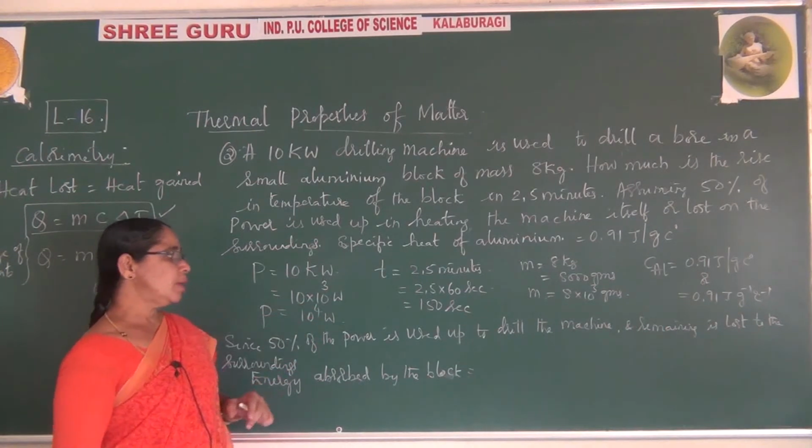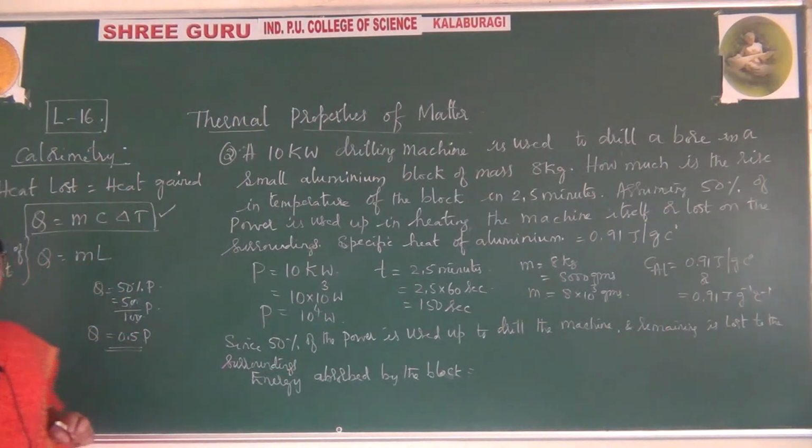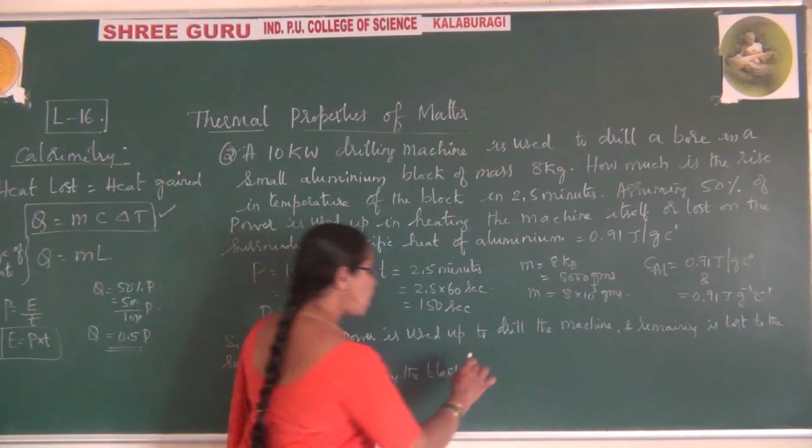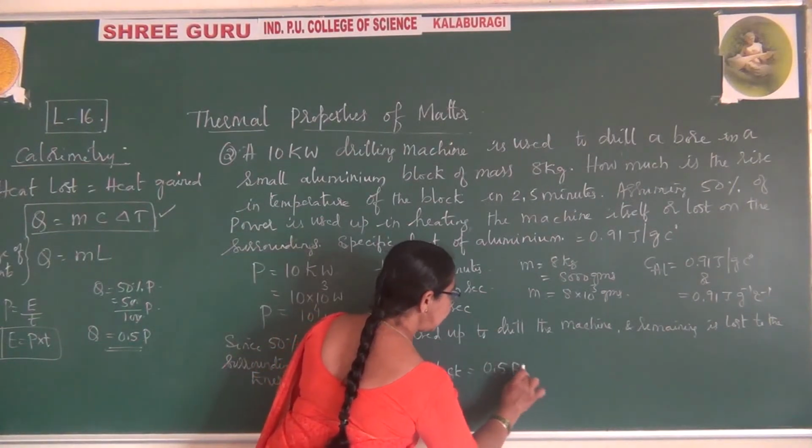But you know, I have written energy here. You know the formula for power: power is equal to energy by time. When you write the energy, this is P into T. So this concept you have to utilize now. Let me write the energy absorbed by the block. That is equal to P into T. So how much is P? 0.5 P into T.